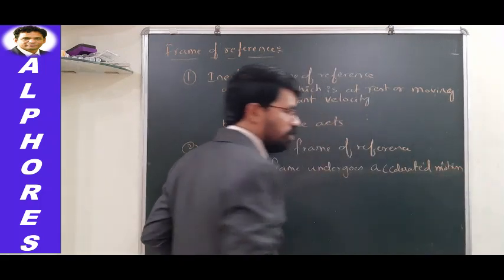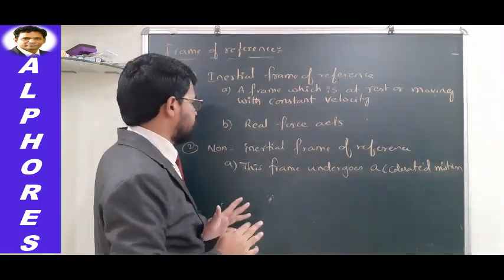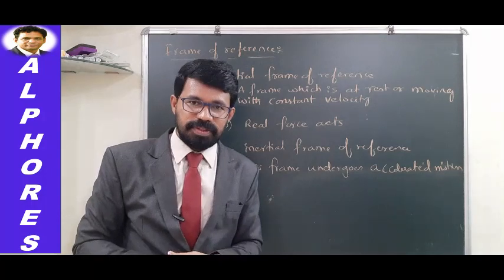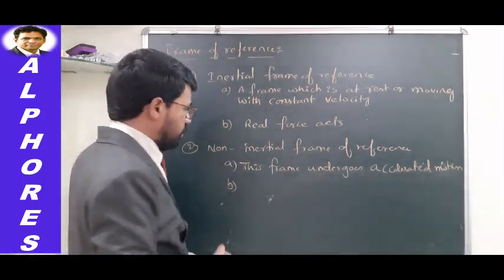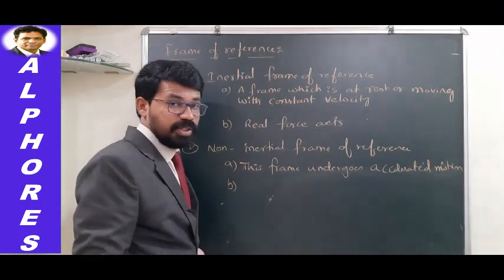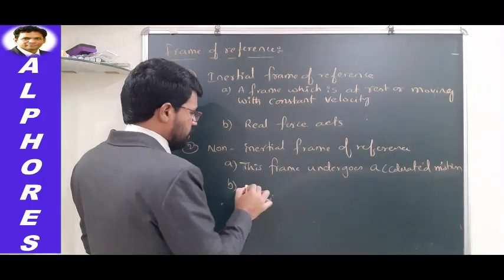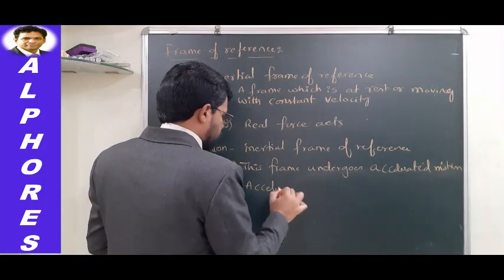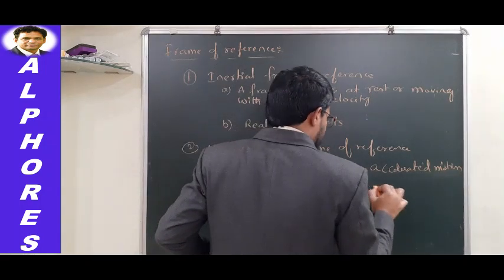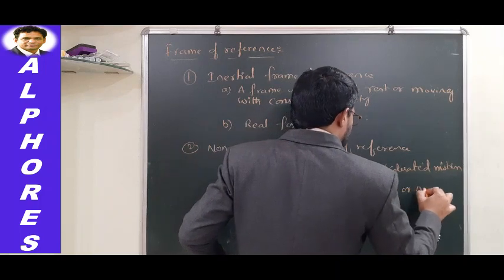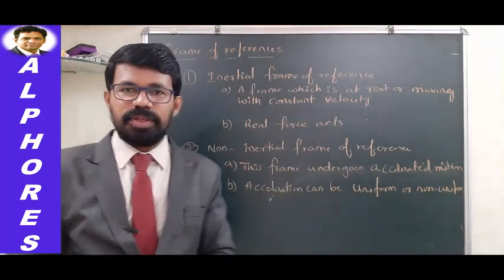Accelerated motion in the sense, again, uniform acceleration is possible, non-uniform acceleration is possible. Both kinds of accelerations fall under the category of non-inertial frame of reference. If a frame of reference is undergoing uniform acceleration or non-uniform acceleration, in both cases we call that frame of reference a non-inertial frame of reference. Acceleration can be uniform or non-uniform. Both are possible.